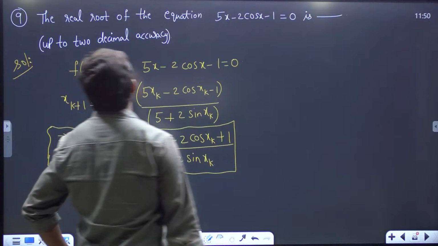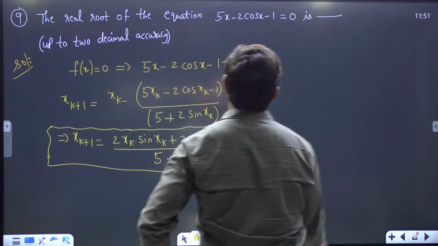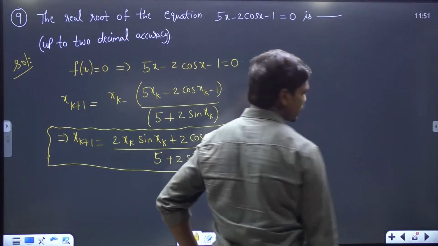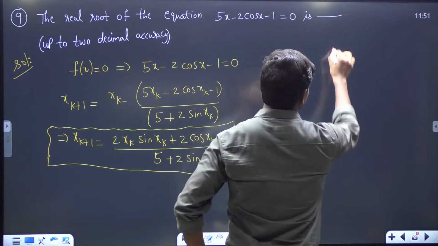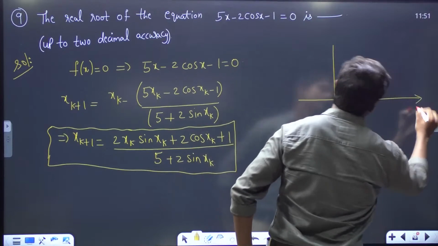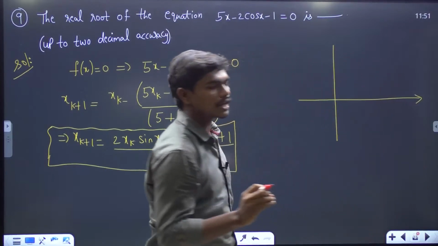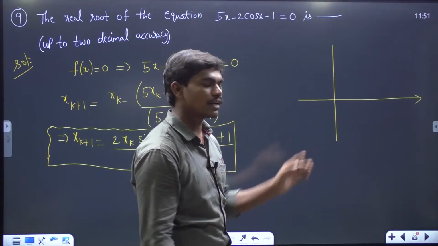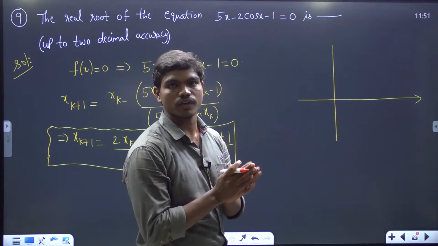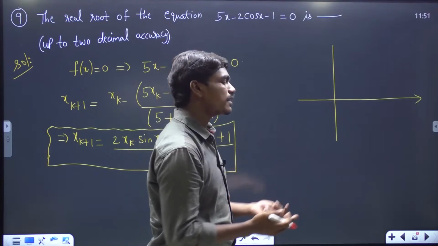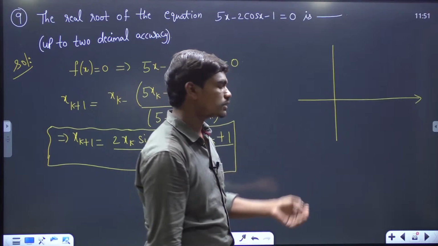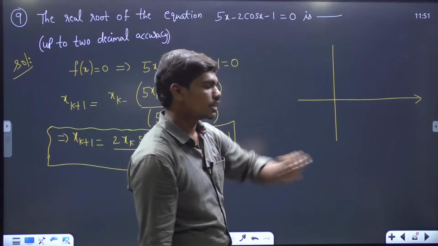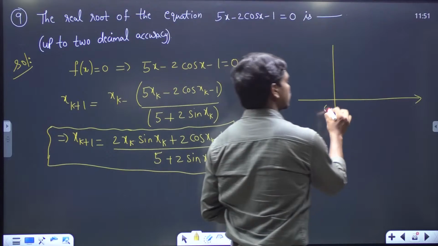So the initial guess is not given. So let us take some random guess because we don't know what the solution is. But for taking that guess, we need to draw the graph first of all, because I told you if your initial guess is very close to the actual root of the equation, then your solution converges faster, correct? If you make a random guess, your solution may take more time to converge. But if you have some idea on the curves and can make an appropriate initial guess, then we can get things faster.